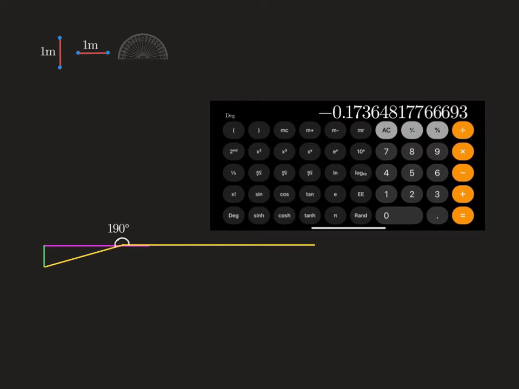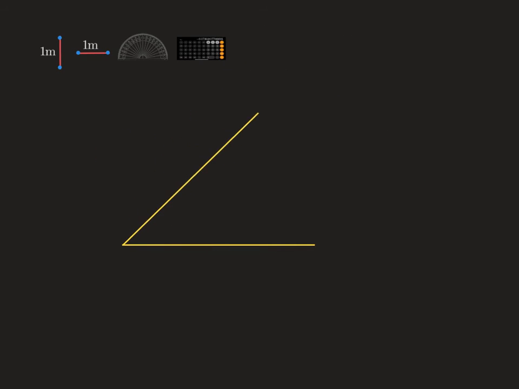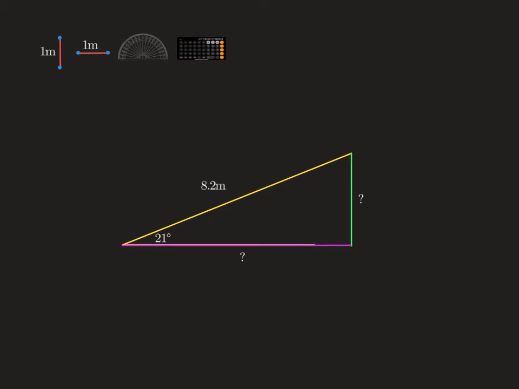All right, let me give you a couple of questions as sort of like a checking understanding. So I'm going to make this length pretty long, and I'm going to make it a 21-degree angle here. All right, let's say this is 8.2 meters long. How tall is this ramp, and how far to the right is this ramp?